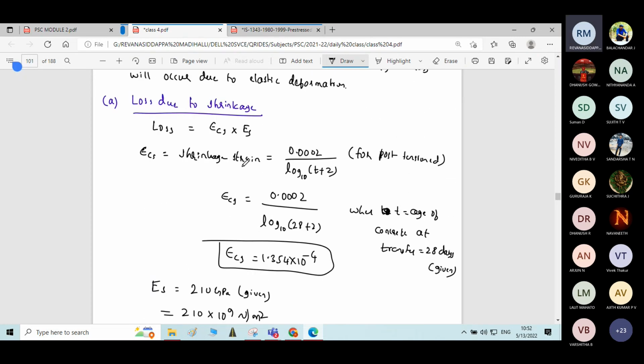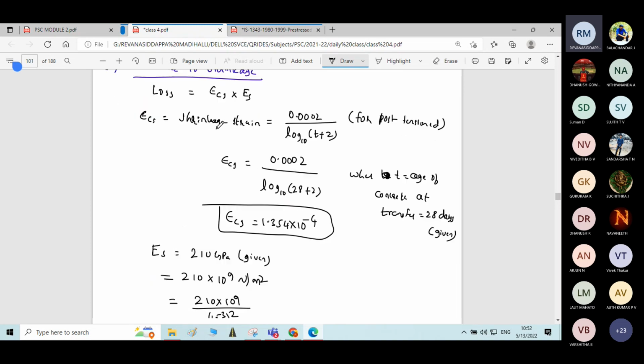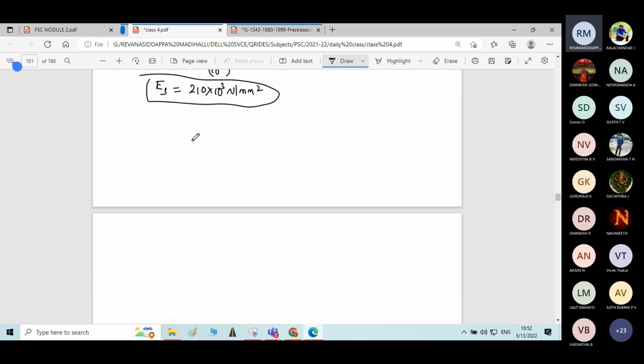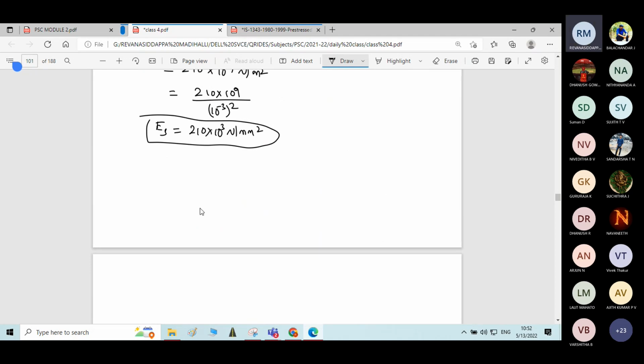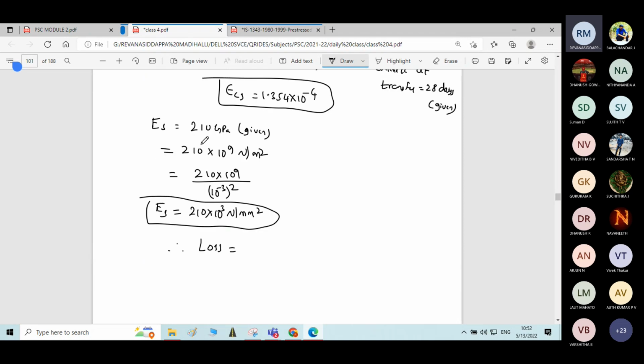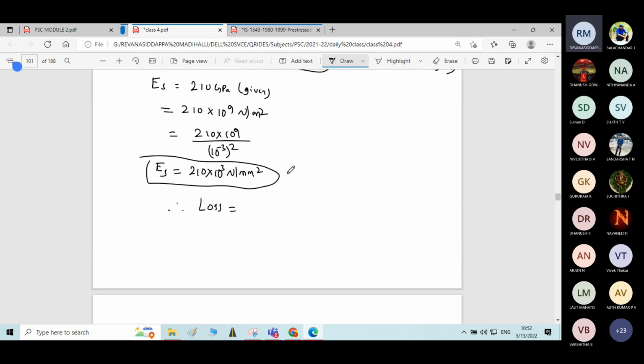Now you can calculate loss due to shrinkage, which is the multiplication of epsilon Cs and Es. Therefore, loss is equal to epsilon Cs, 1.354 into 10 power minus 4, into Es, 210 into 10 power 3. By this, you'll get loss due to shrinkage. If you calculate, you'll get the answer as 28.43 Newton per mm square.